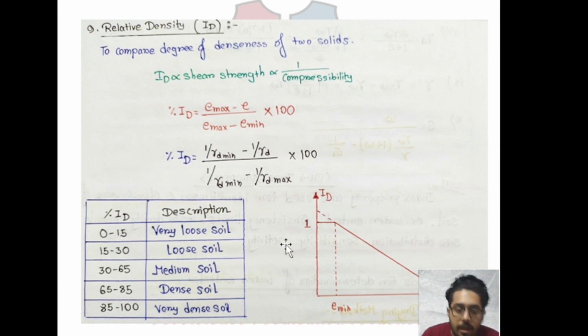Now in this chart you can see the range of relative density. When it varies from 0 to 15, it is called very loose soil. From 15 to 30, it is called loose soil. From 30 to 65, it is called medium soil. From 65 to 85, it is called dense soil. From 85 to 100, it is called very dense soil. Okay, you just have to remember this chart.